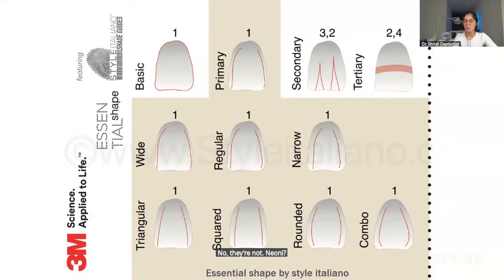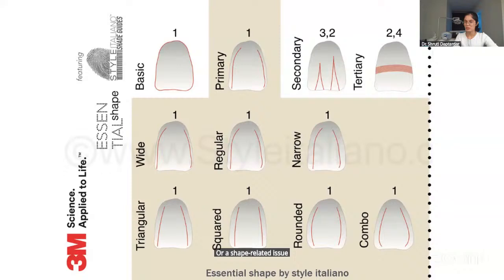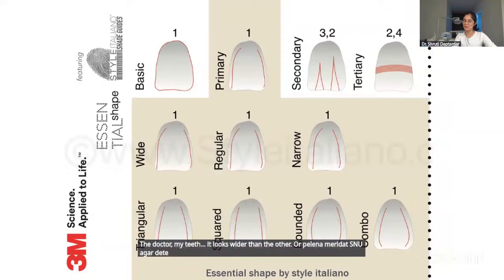So after you have completed a restoration, check if there's a mismatch in the symmetry or a shape related issue. Try and solve that. Now let's go back and reanalyze what exactly is bothering the patient. Many a times they are going to answer with, Doctor, my tooth looks wider than the other. And my teeth did not used to be like this before, they looked a little narrow, they were long, and this has become very thick.